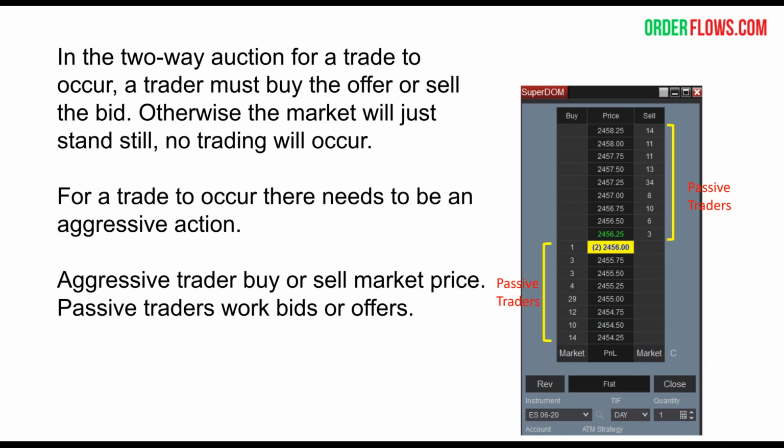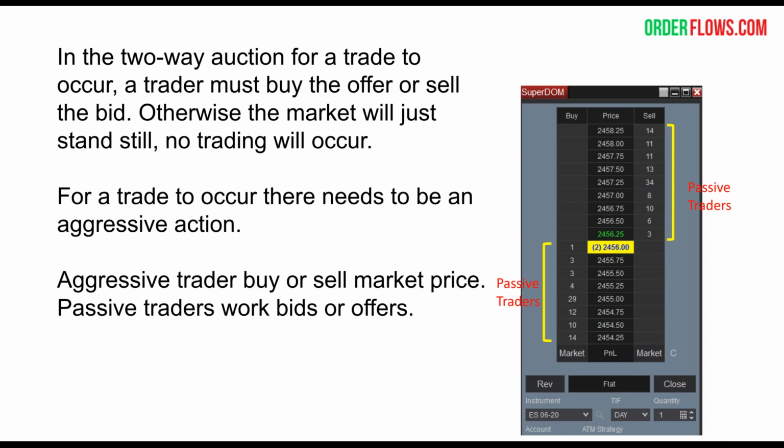Basically, what you have is a bid and an offer. You can see this is a DOM, the NinjaTrader DOM on the E-minis. For a trade to occur, someone has to buy at the market or sell at the market. In this case, the market is 24.56 bid, offered at 24.56 and a quarter. Everybody working to buy at 56 and below is what's considered a passive trader. Everyone working to sell at 56 and a quarter and above is also a passive trader. But for a trade to occur, somebody at 56 and below has to get aggressive and buy at 56 and a quarter. That's what you call an aggressive trader.